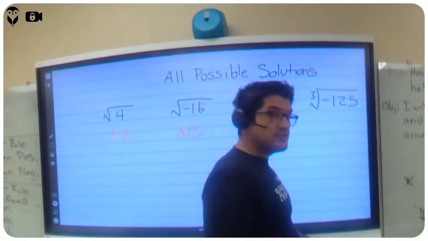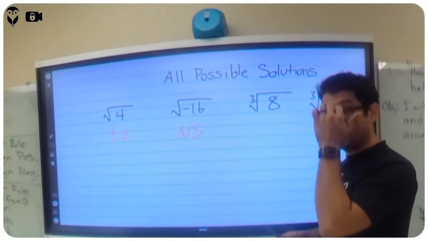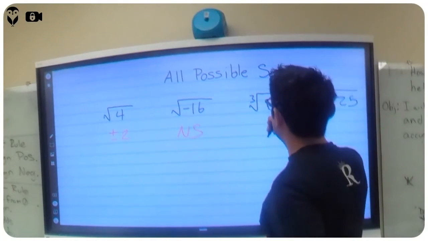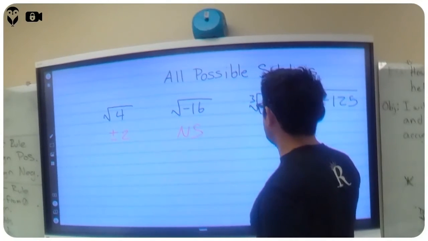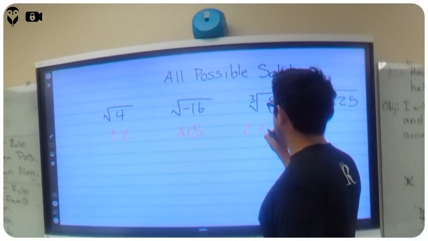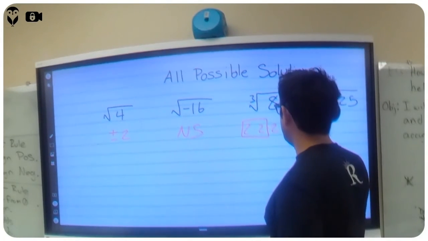With cube roots, there's always just 1 answer. Okay, so for cube roots, what number times itself again gives you 8? The answer is 2. 2 times 2 times 2. 2 times 2 will give you 4. 4 times 2 gives you 8.